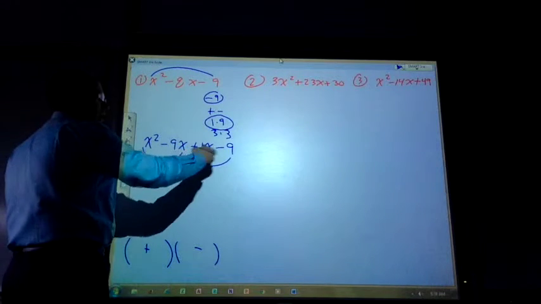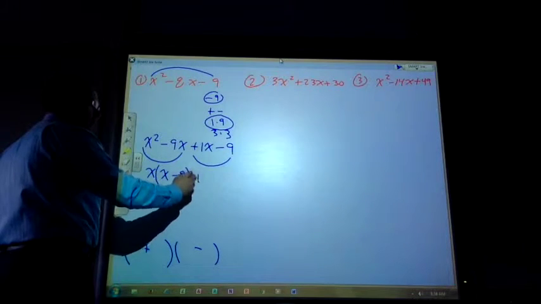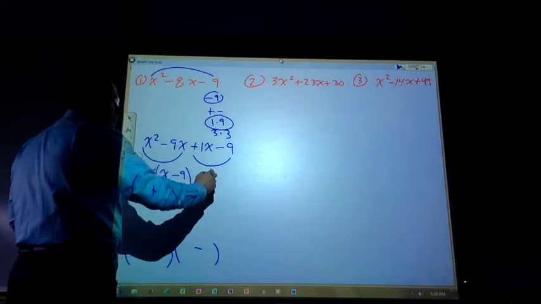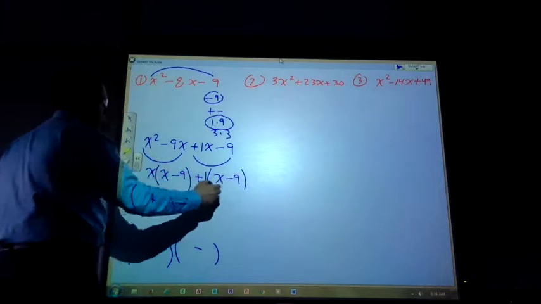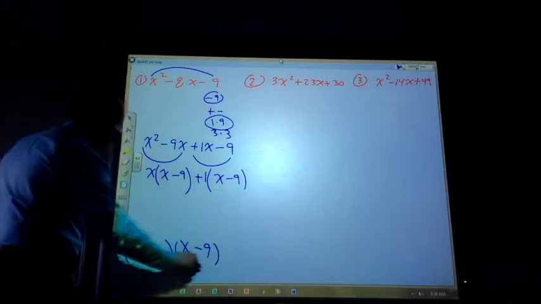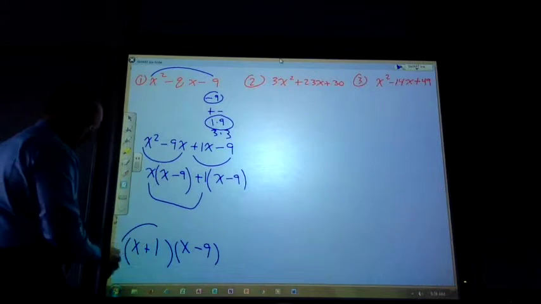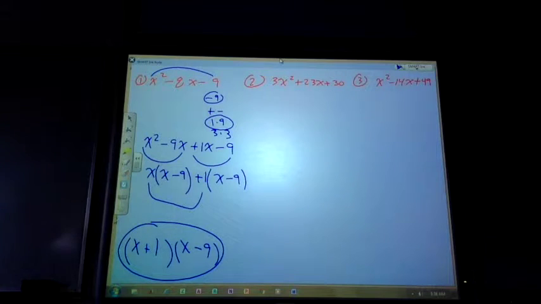This one, if nothing looks like it's going to factor out, what do you pull out? A 1. So plus 1. If I pull out a plus 1, I get x minus 9. What do I have in common between these two? X minus 9. What do I have left? Problem's done. How'd you do? Seem okay?